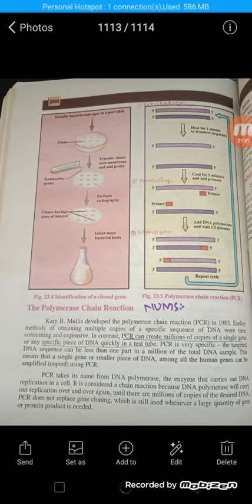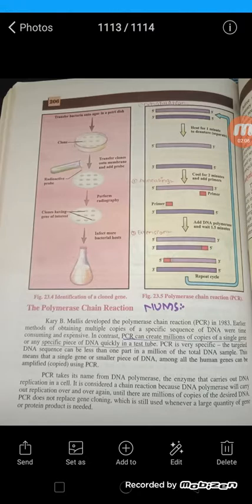Like if you want to do gene cloning of a very short segment, you bring the primers to that sequence, and the DNA polymerase will make the copies, and it will be amplified, like multiple copies will be made. So the polymerase chain reaction works this way.